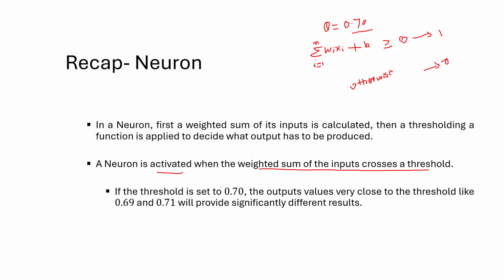So now if you have the threshold set to 0.70, then if your weighted summation has a value of 0.69 or 0.71, in this case your neuron will provide significantly different results. Because the one value 0.69 is below the threshold, and the other value 0.71 is above the threshold theta. Even though these two values are very close to one another, the threshold is set to 0.70. That's why at the output different results are obtained.